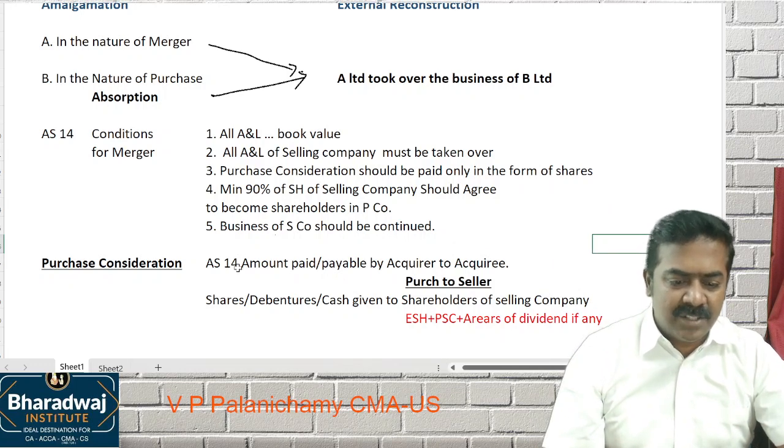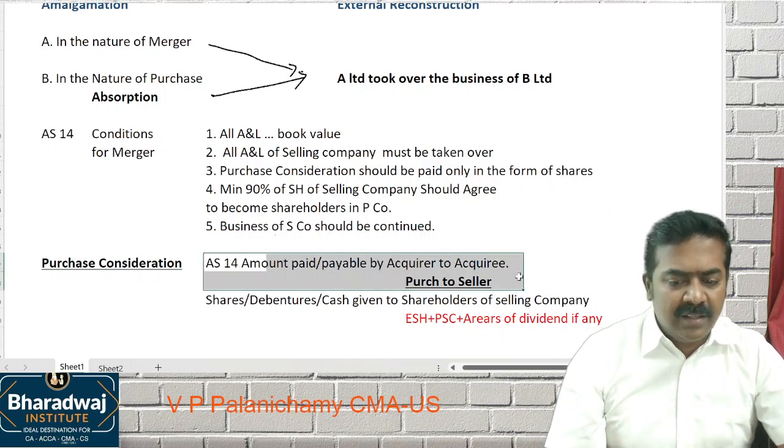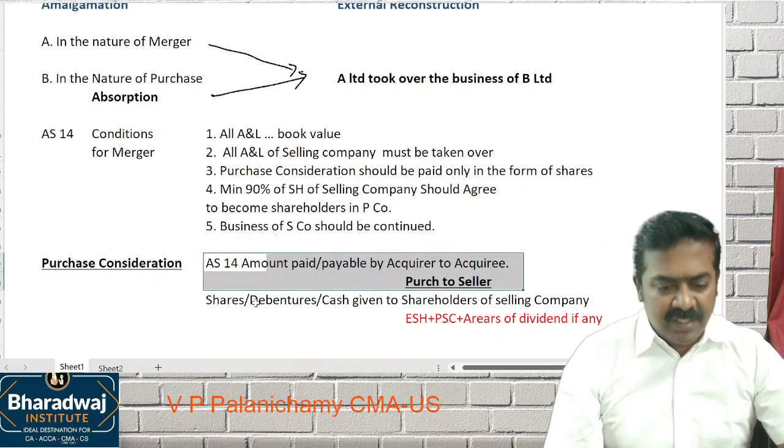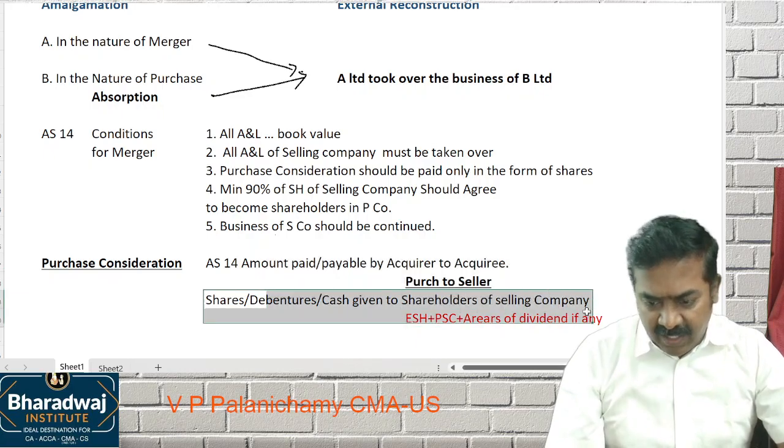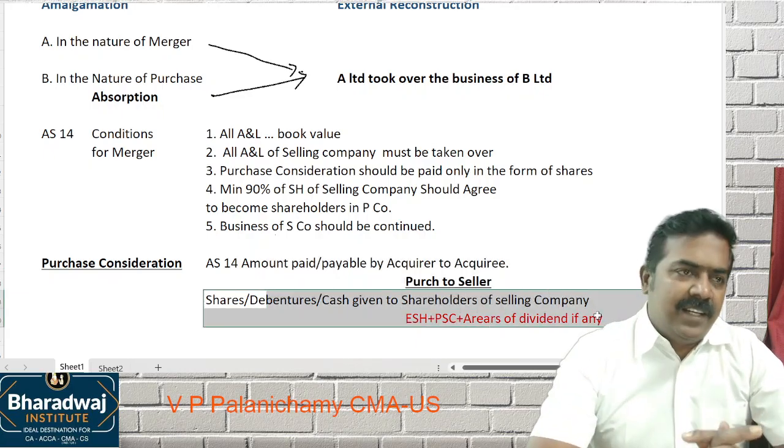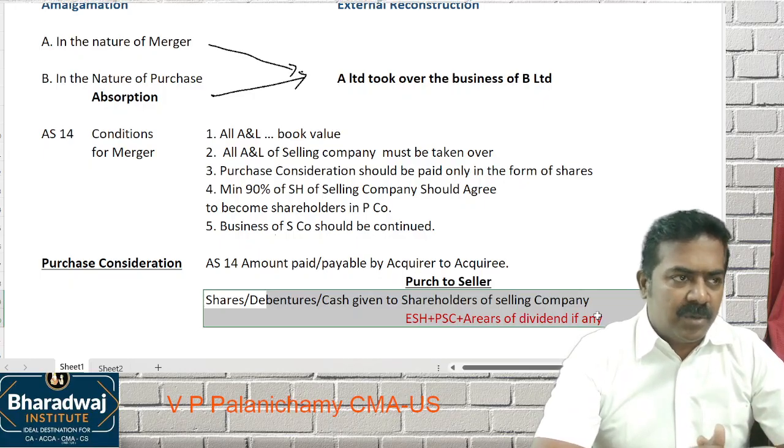What is purchase consideration? Amount payable by the purchaser to whom? The seller. Okay. Anything that is paid to the owners of the selling company. Who are the owners? Shareholders. It includes preference shareholders also.